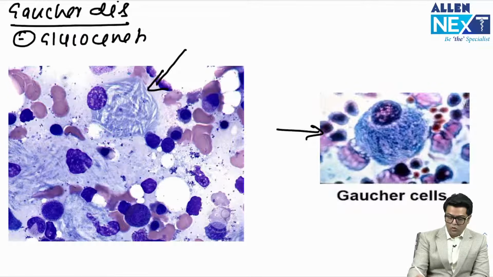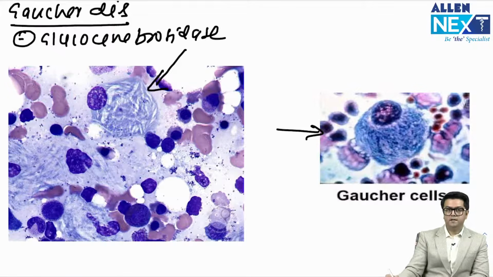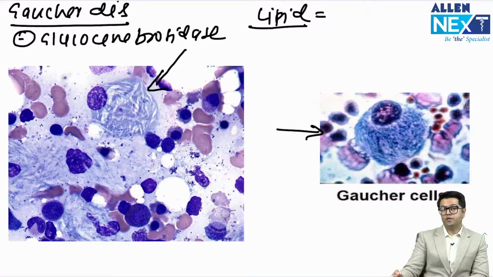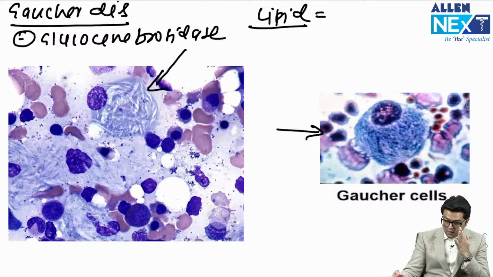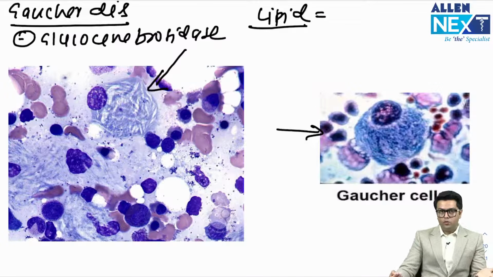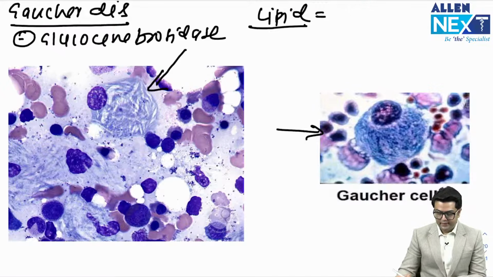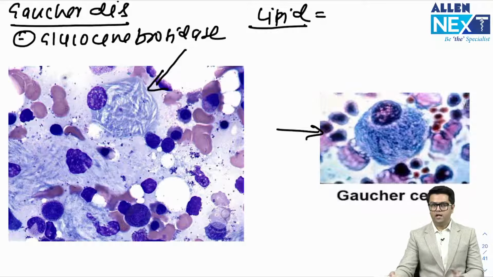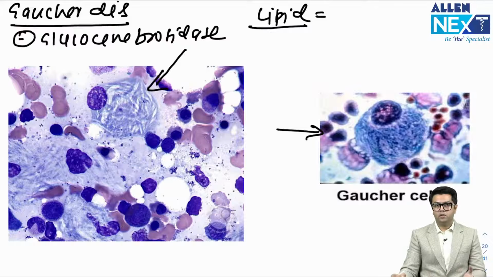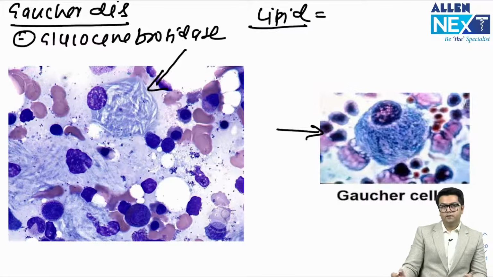Glucocerebrosidase is the name of the enzyme. And what's the name of the lipid accumulated? Obviously the glucocerebrosides, which contain glucose. Yes, that's okay. So the lipid glucocerebrosides are present here. And what is a special feature of the Gaucher cells that you all know? That is a crumpled tissue paper appearance, right? Don't forget that, the wrinkled or crumpled tissue paper appearance of the cells, the histiocytes.